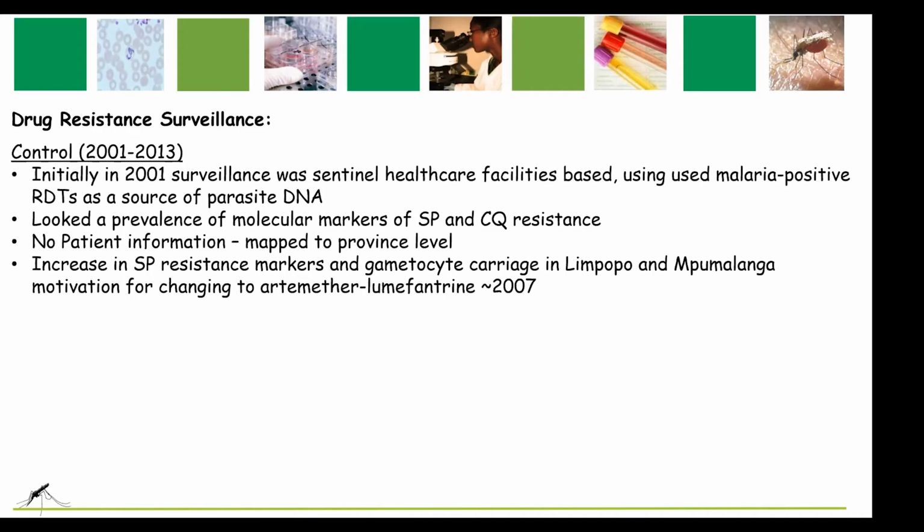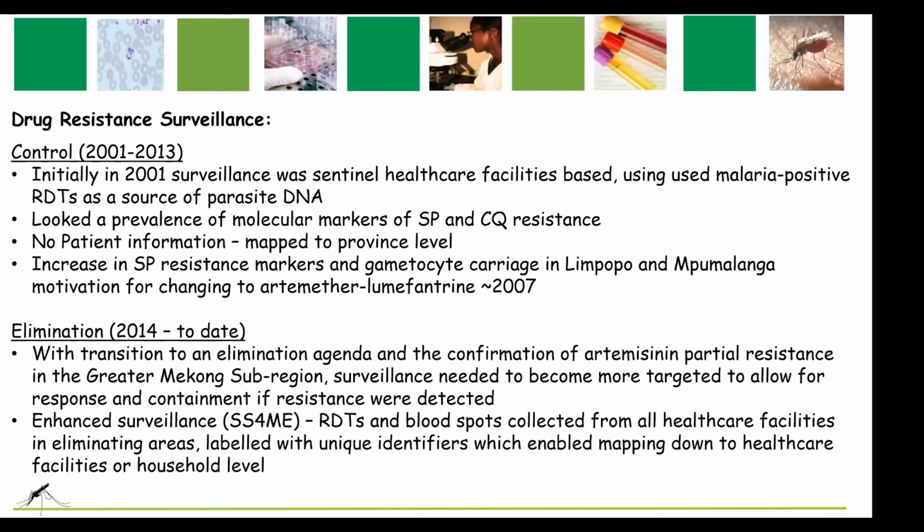Next slide, please. Once South Africa transitioned to elimination, at the same time came the confirmation of artemisinin resistance in Southeast Asia. Then we realized that our surveillance had to be more specific and targeted if we wanted it to have any impact. So we implemented what was known as smart surveillance for malaria elimination, which was really just an enhanced surveillance mechanism. This is where we collected rapid diagnostic tests and blood spots from all healthcare facilities in eliminating districts, labeled with specific identifiers, which allowed us to map down to health facilities or to households.